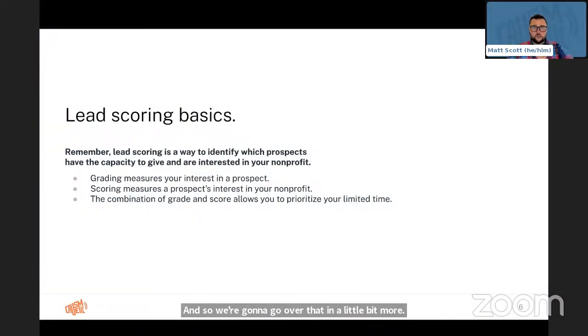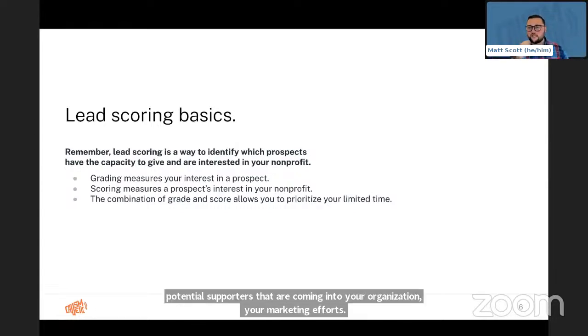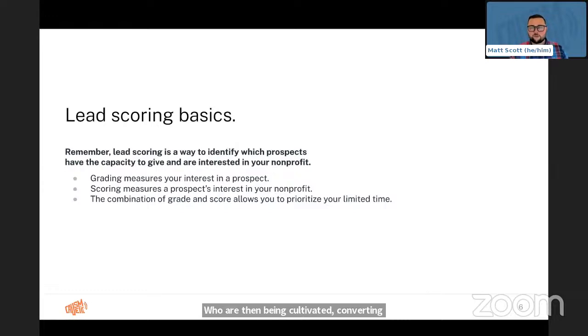First, lead scoring 101. There are two important components to lead scoring. I just talked about those, but let's break it down a little further. First, grading measures your interest in a prospect, while scoring measures a prospect's interest in your nonprofit. I'm going to use the words constituents, prospects, leads, and donors somewhat interchangeably. But ultimately, what I'm referring to are the folks who are potential supporters coming into your organization through marketing efforts, who are then being cultivated and converting into making a gift. That's what we're talking about.